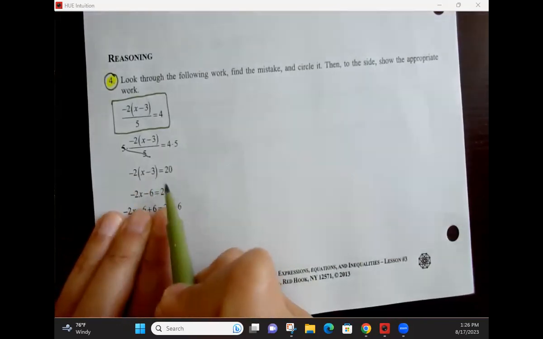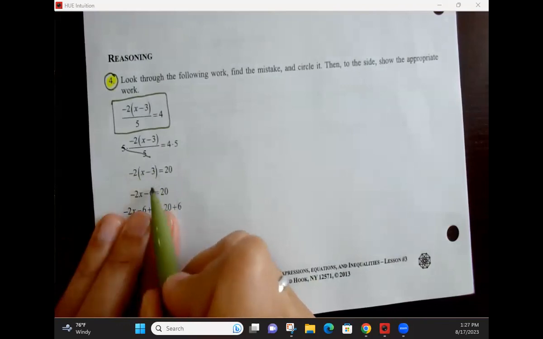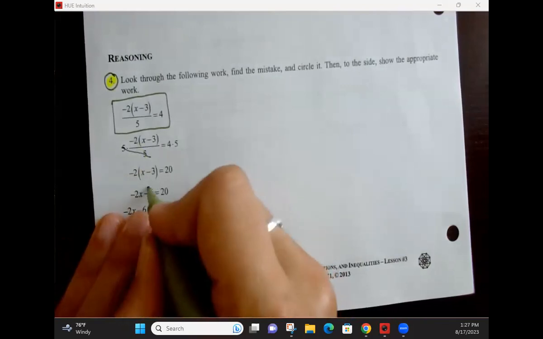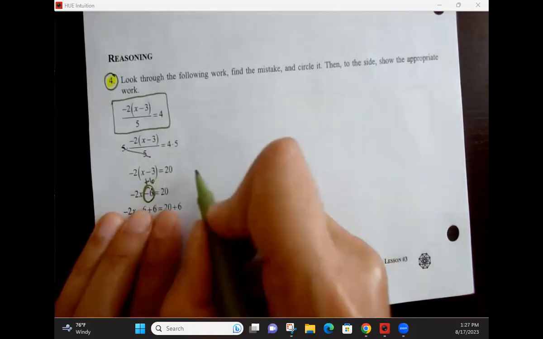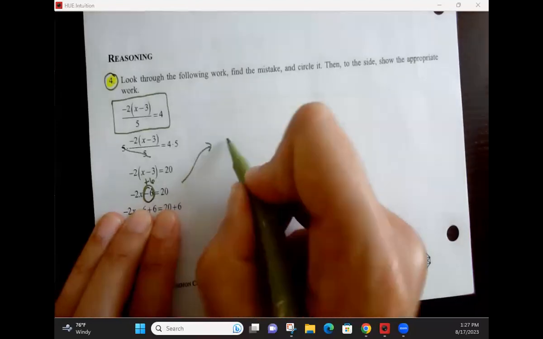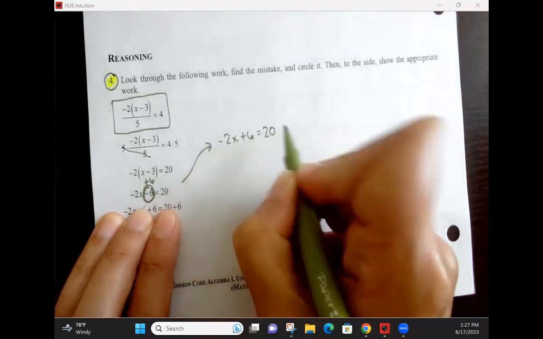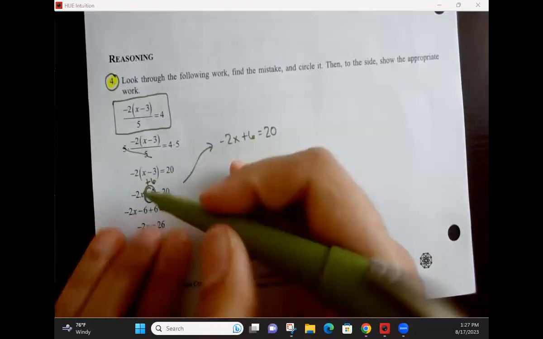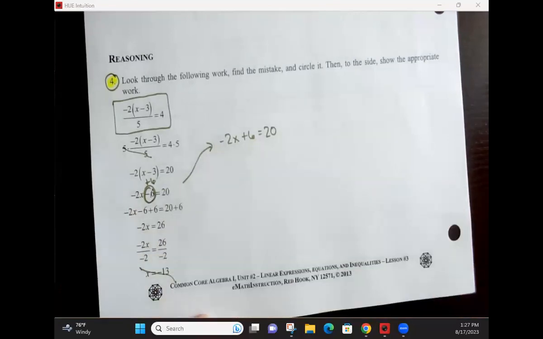They distributed. So they would have negative 2x. It should be plus 6. Here's their mistake. This should be a plus 6. So negative 2x plus 6 equals 20. Because their sign is off here, that means this is the spot where everything else is going to be incorrect. So off to the side here, let's finish this problem and find the correct answer.